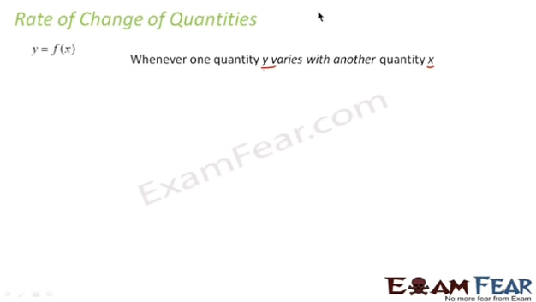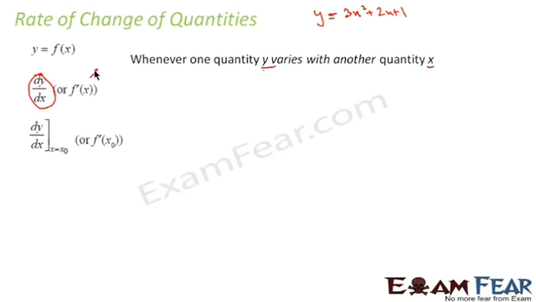For example, let's suppose y is equal to 3x² + 2x + 1. This is one example where y is dependent on x. So this is one equation of the form y is equal to f(x) where y is dependent on x. Then dy/dx, as we have studied, is nothing but f'(x). Now dy/dx at some point x = x₀ is nothing but f'(x₀). This we have also learned.